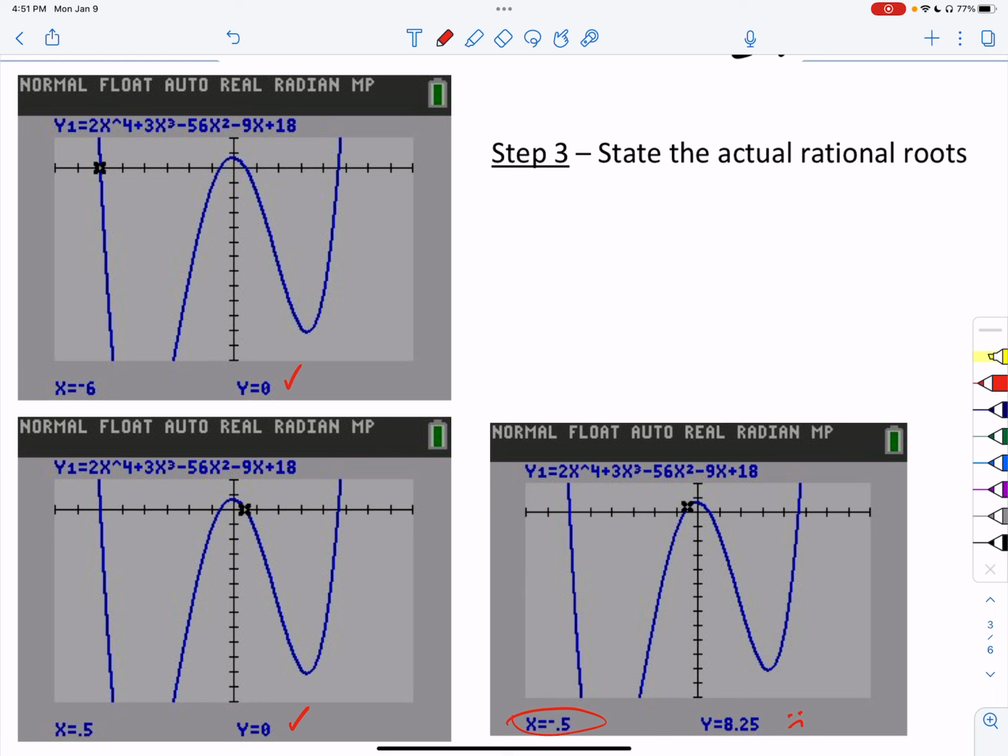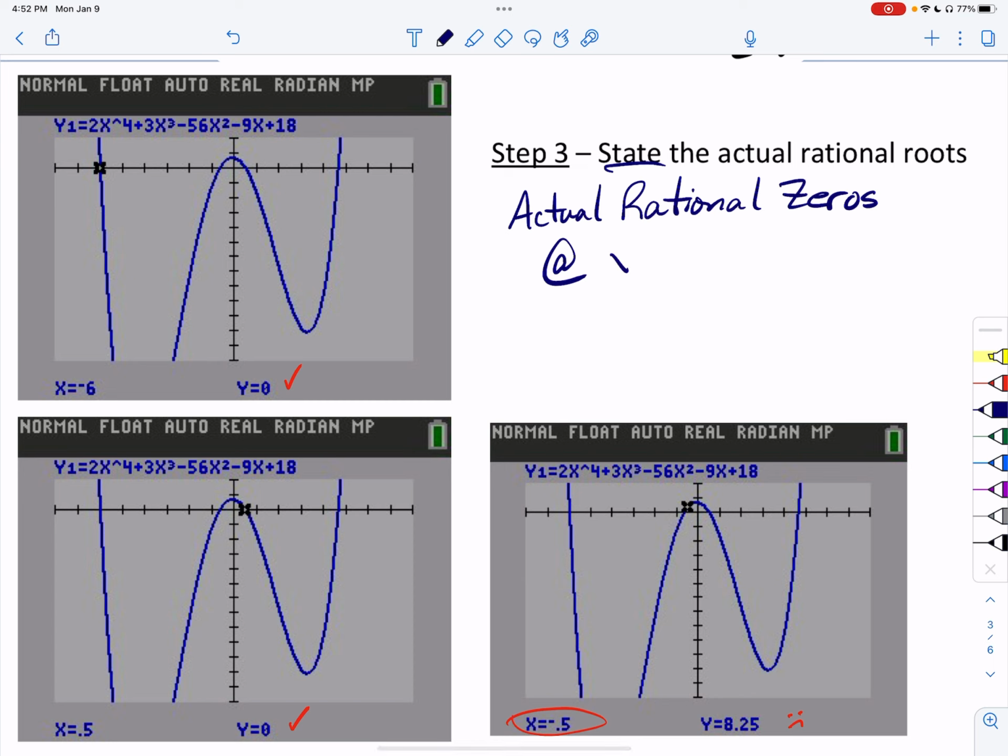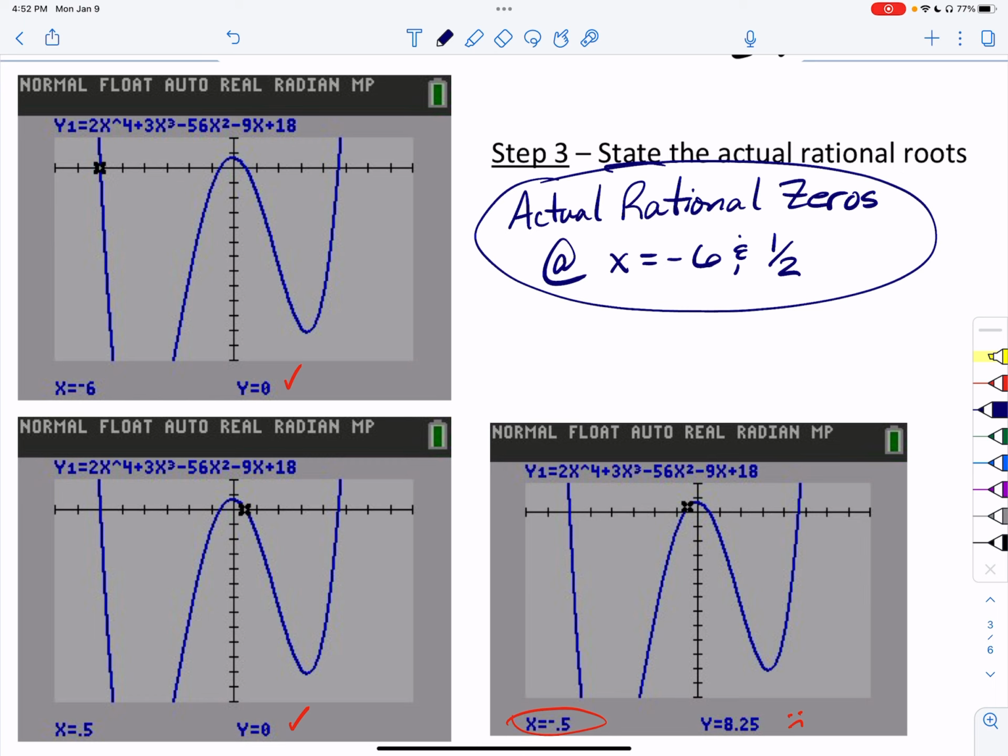So step 3, as you saw in my previous video, if you've seen that, I guess, is to state the actual rational zeros. So the actual or verified rational zeros, the ones from our P over Q list that turned out to be zeros for real, these are at -6 and +1/2 here. Okay, so I'll remember that. That's part of the puzzle here that we're solving, which leaves us with 2 zeros we don't know. And one's negative, one's positive.